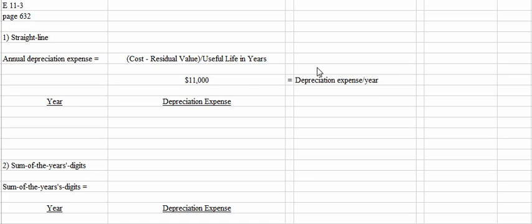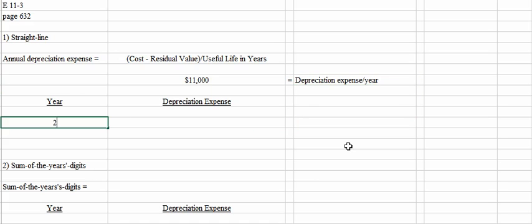On straight line, that isn't too bad. Remember, our cost minus residual value divided by the useful life in years is our formula for annual depreciation expense. Well, I'm going to say our cost, $115,000, minus the residual value of $5,000, divided by the useful life in years, which was 10. That gets us $11,000 depreciation expense per year.